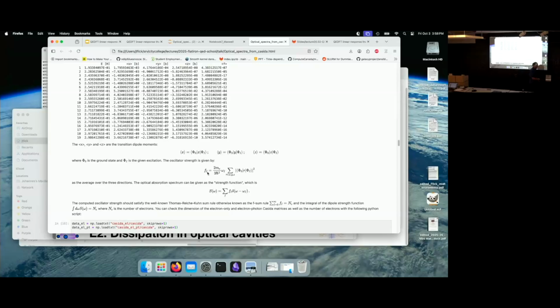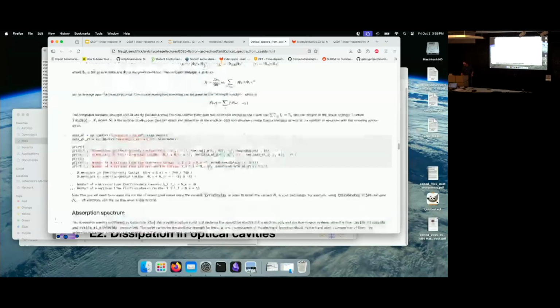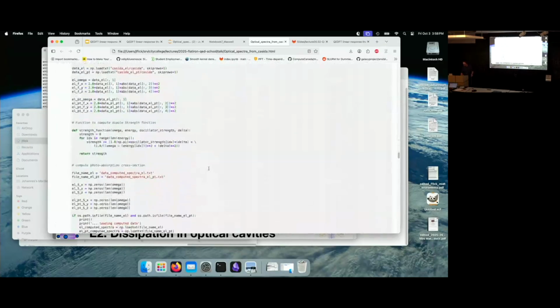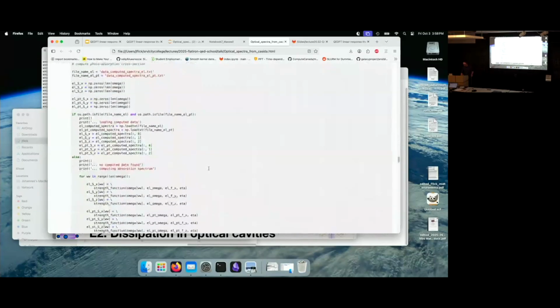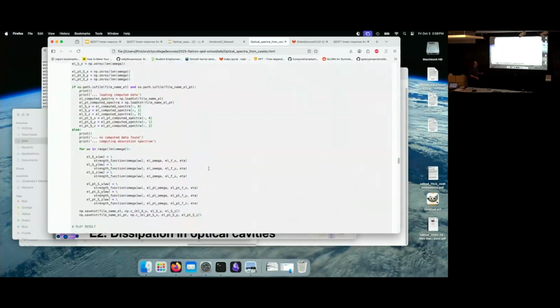And then this, in the electronic case, is done in an ad hoc way. How do we do it here? We do it with the script. Maybe you've seen this, where we calculate the spectrum here, in the x direction, y direction, z direction, with this strength function.